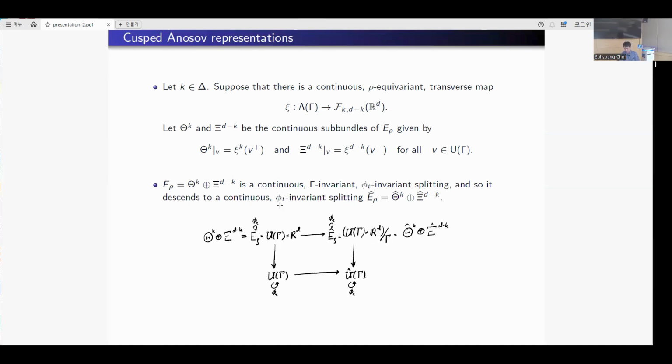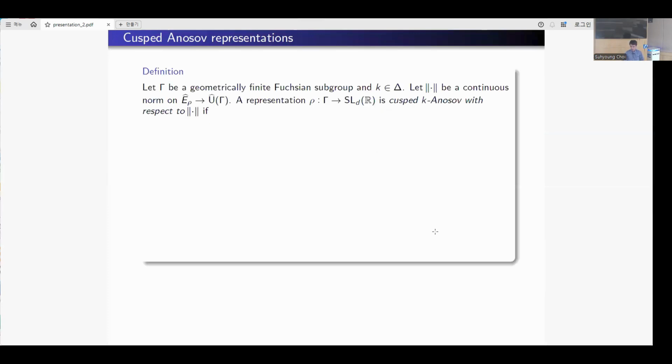So in the center, that's the same picture we had before. So now this E_rho, you can split it into this Theta^k and C^{d-k}, and that descends to a Theta hat^k and C hat^{d-k} on the other side. Okay, so now we have all these things. We can finally make the definition, and maybe I'll stop here right after the definition. Okay, so Gamma is going to be a geometrically finite function group, and k is any number in Delta from 1 to d-1.